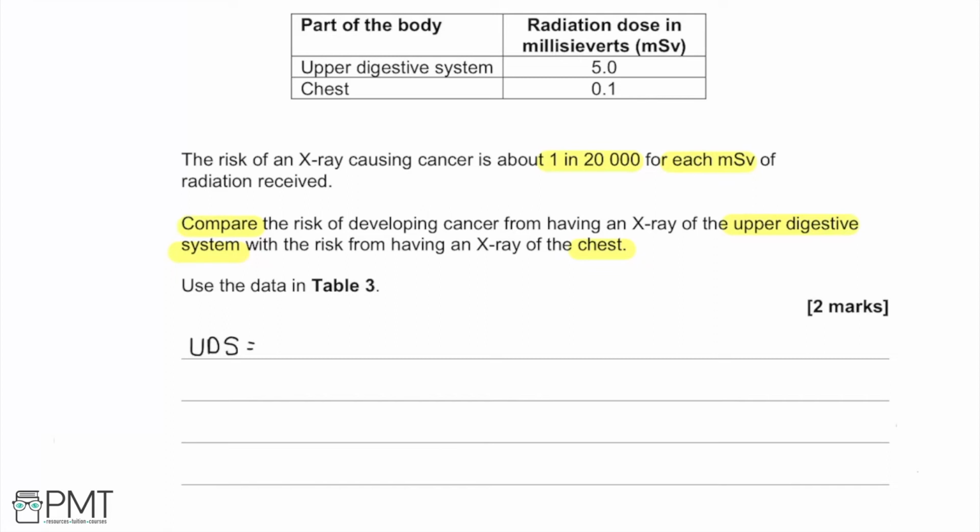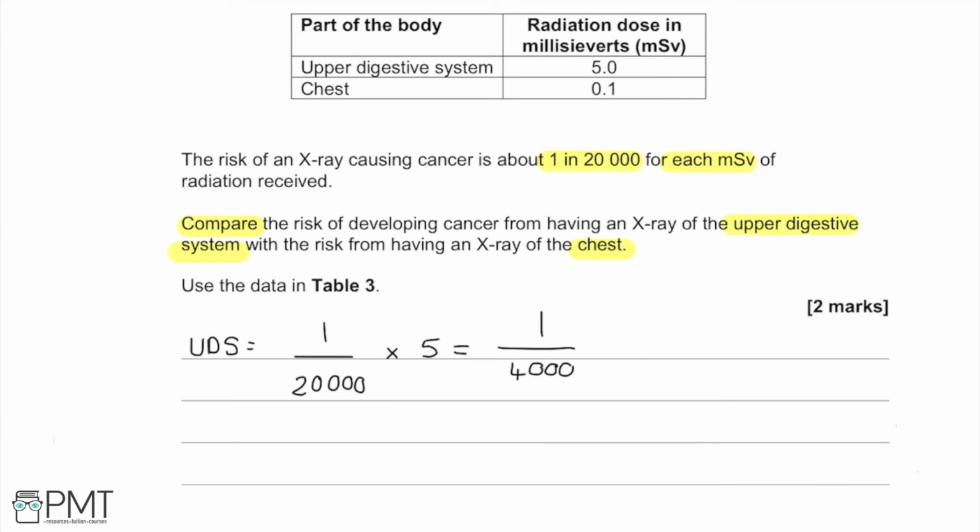Now, the risk per 1 mSv is going to be 1 out of 20,000. For the upper digestive system, we have 5 mSv. So in order to work out the risk here, I'm going to multiply this by 5, and that's going to give me an answer of 1 over 4,000. So 1 in 4,000, that's the risk for the upper digestive system portion of this question.